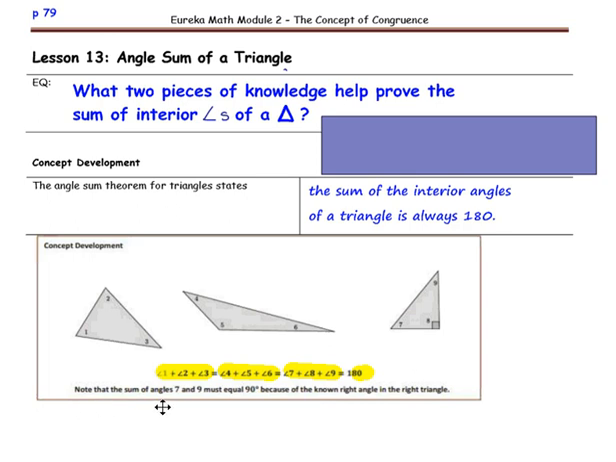Additionally, note that the sum of angles 7 and 9 over here must equal 90 degrees because of the known right angle of this triangle being 90 degrees. So 90 plus 90 more from these two equals 180 degrees.